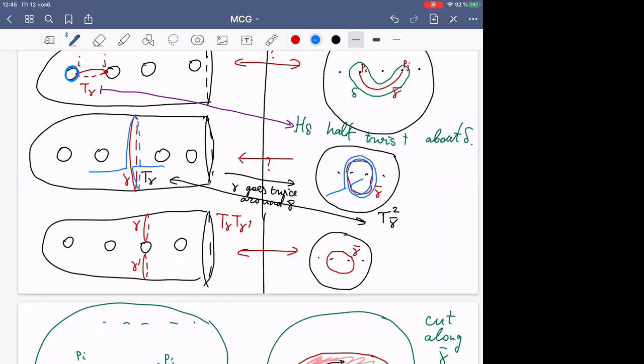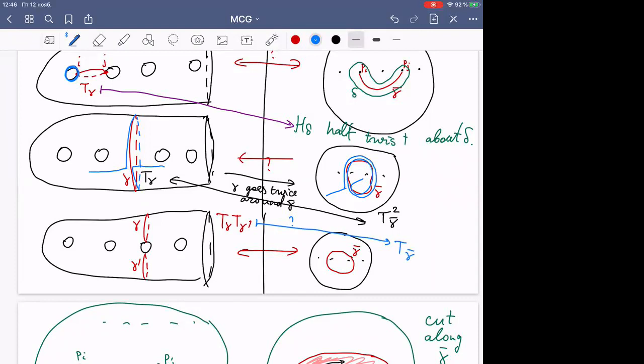I would like to ask you, what do you think this goes to? If we take gamma prime, what is the result? Dehn twist. Dehn twist or the square of the Dehn twist? Without square.